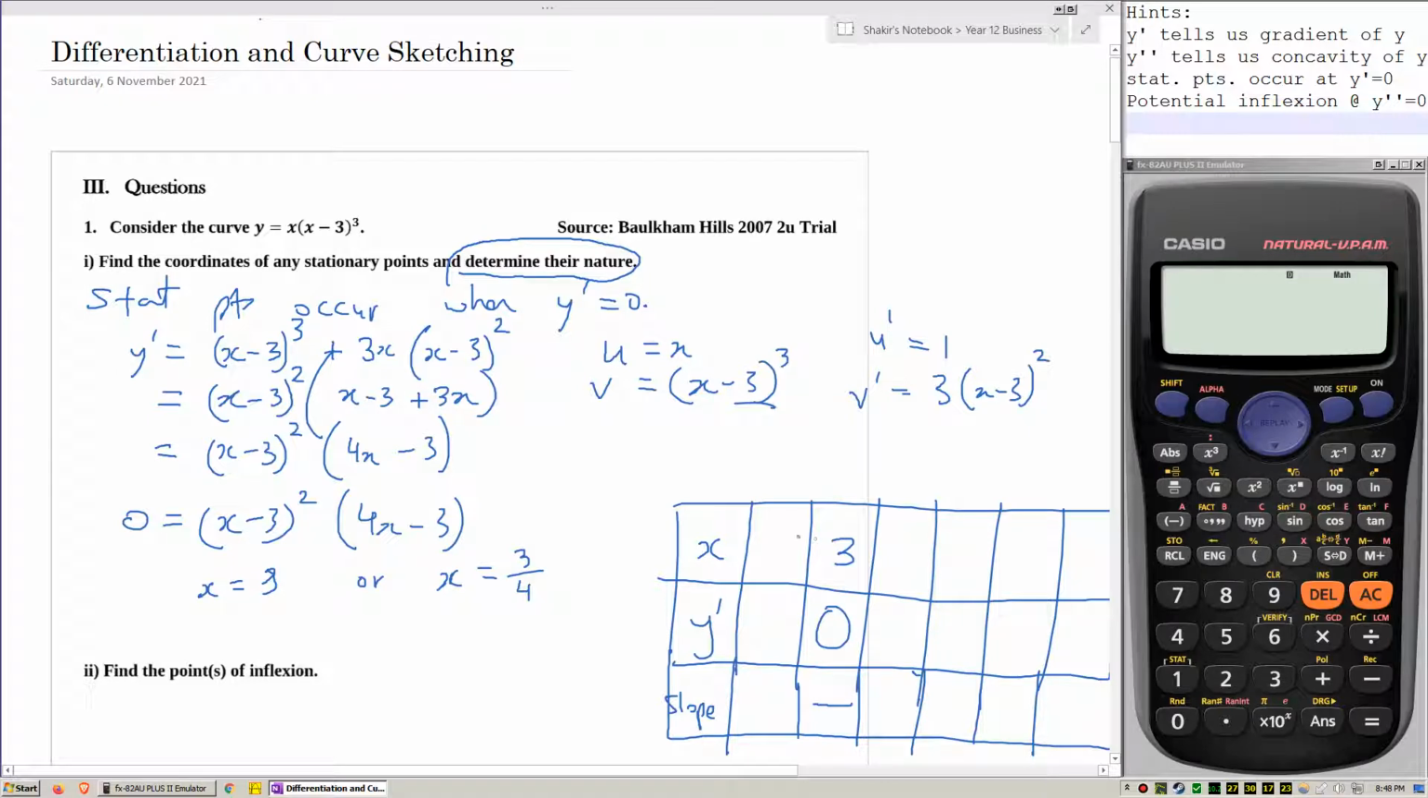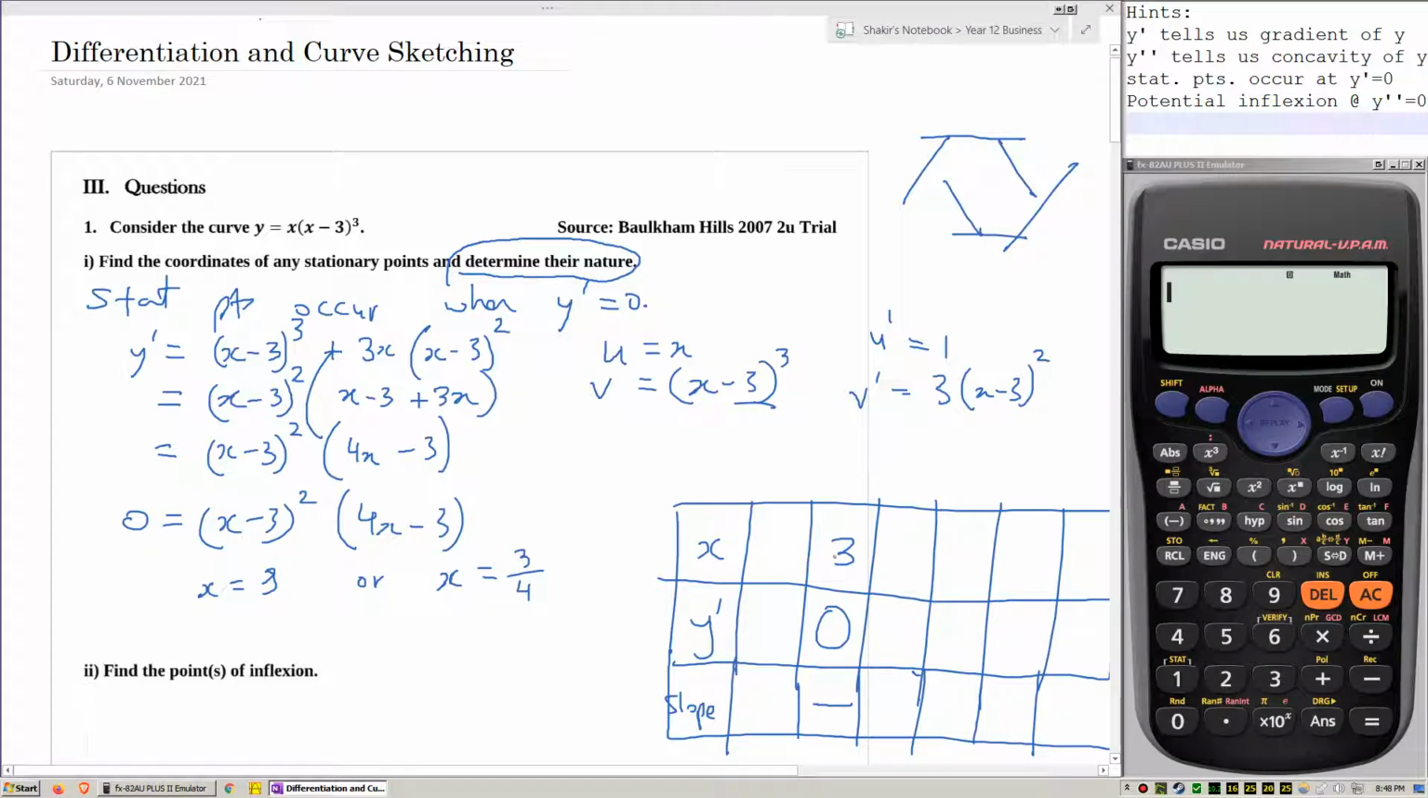What about to the left of 3? Remember my definition of turning point? You have a 0 gradient there. But to the left it has to be like this, and to the right it has to be like this. Or it has to be horizontal slope, horizontal gradient, and to the left it has to be negative, and then it has to be positive. So we're just going to check.